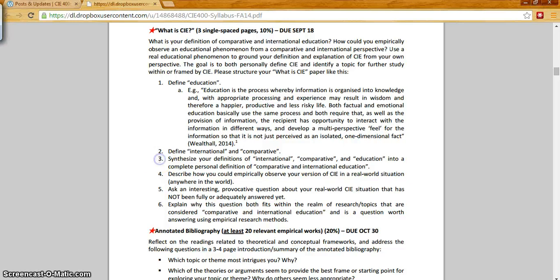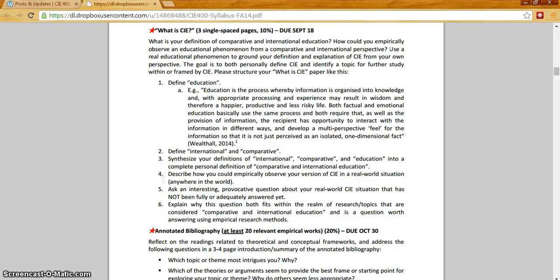Next, I would like for you to synthesize your definitions of international, comparative, and education into a complete personal definition of comparative and international education. Right? Next, I would like for you to describe how you could empirically observe your version of CIE in a real-world situation anywhere in the world. Right? How would you see, meaning that you could choose anywhere in the world. How could you actually see CIE in action based on your definition?